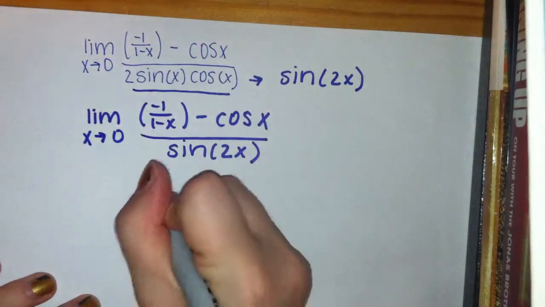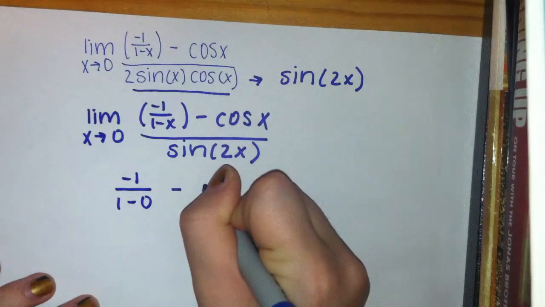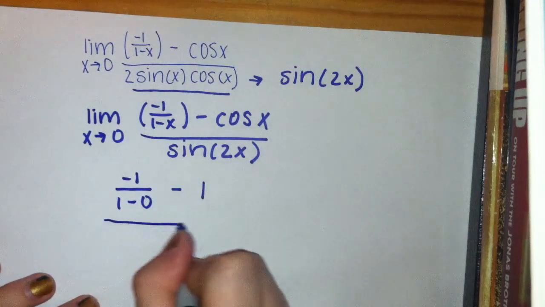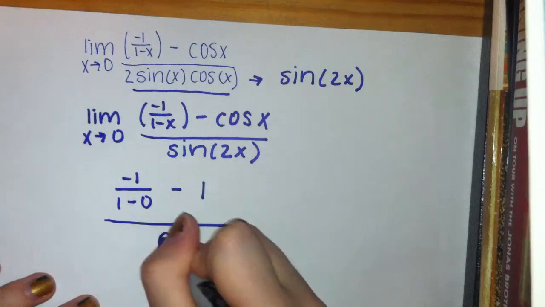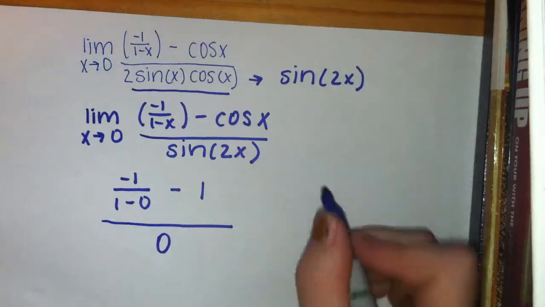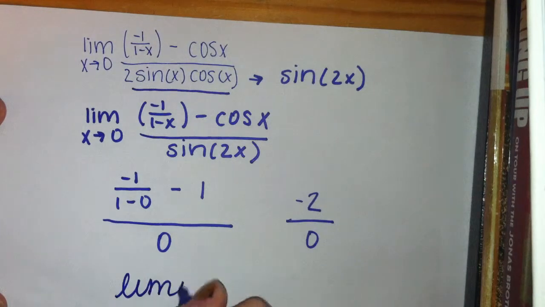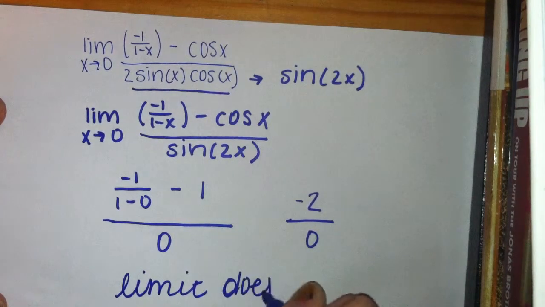Now we can finally put in the 0 and see what happens. -1 over 1 minus 0 minus cosine of 0, which equals 1, all over sine of 0, which equals 0. So it gives us the final answer of -2 over 0. Now, we are definitely confident in the answer that this limit, it does not exist.